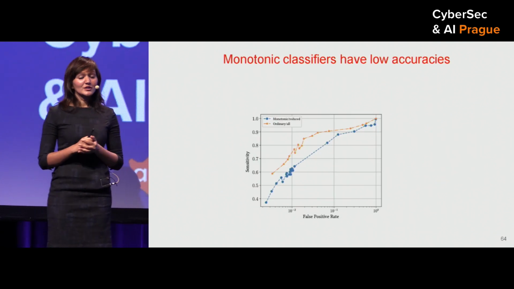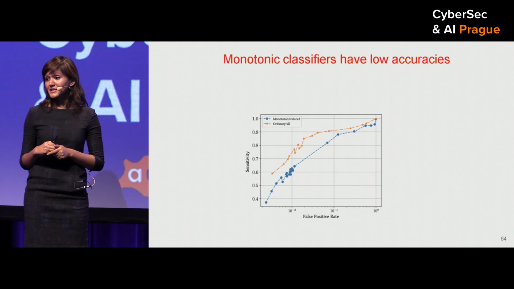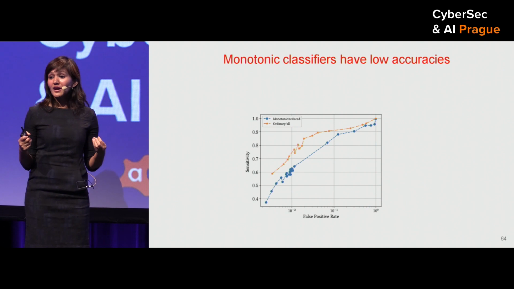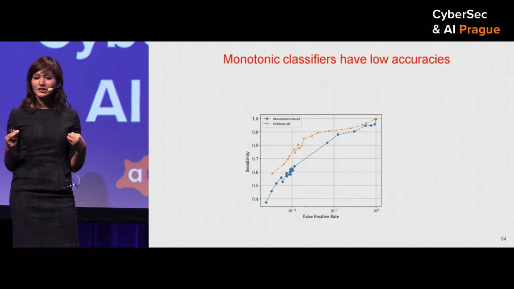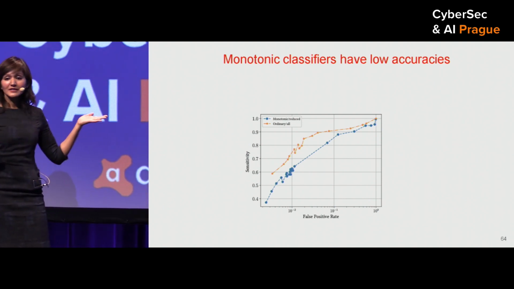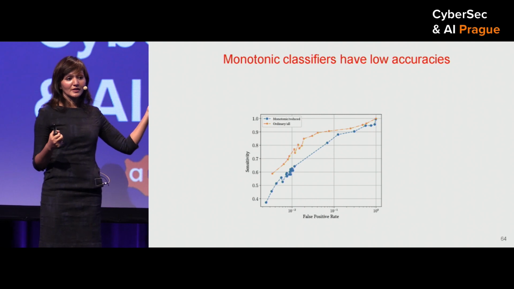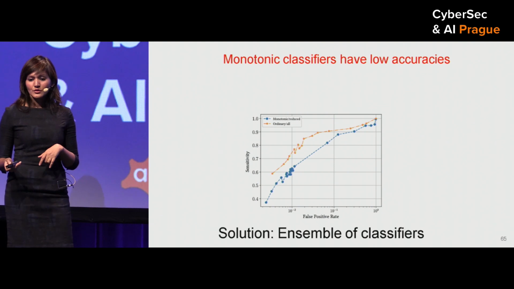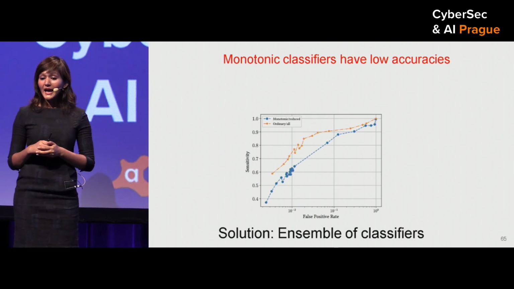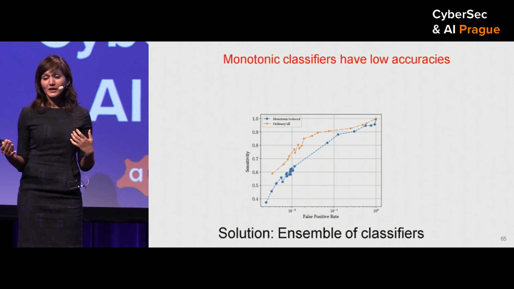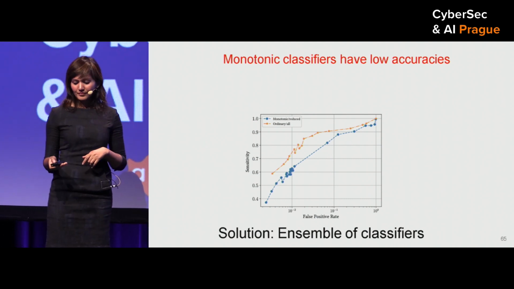So monotonic classifiers by themselves have lower accuracies than regular classifiers. And that's understandable because to ensure monotonicity, we are constraining the classifier. We're making sure that it has certain properties. Here, you can see that the monotonic classifier has lower accuracy, which is shown in the blue curve, than the regular classifier, shown in the red curve. So one way to solve the problem of having lower accuracy is using an ensemble of classifiers, so that in that case, if any of the classifiers consider a malware as a malware, we'll declare that this is a malware.